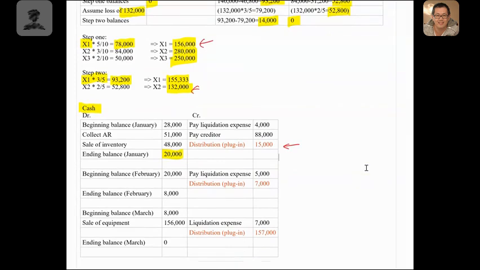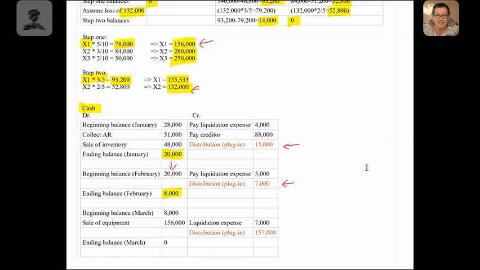January's ending balance will become February's beginning balance. Then in February, they paid another liquidation expense of 5,000, and they are required to retain 8,000 at the end of February. So then we have another plug number for how much they can distribute to their partners. That is 7,000. Okay, there's no other transaction in February.